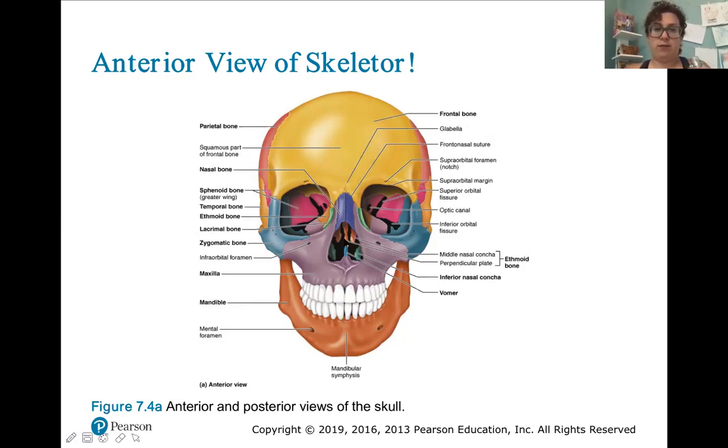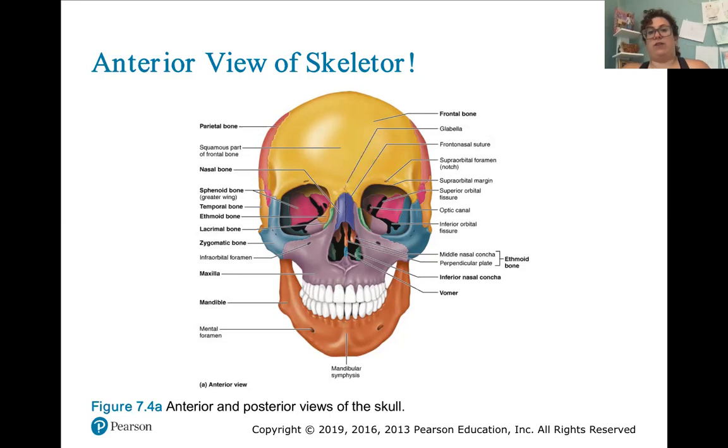Ethmoid bone. So the sphenoid bone looks like a little butterfly that hangs out at the back of the skull. We have the ethmoid bone right here that makes the medial aspect of your orbits. We have the lacrimal bone that makes up part of your orbit. We have the zygomatic bone, which is that cheekbone that makes part of the orbit as well. We have the maxilla, which is the upper jaw. We have the mandible, which is the lower jaw.